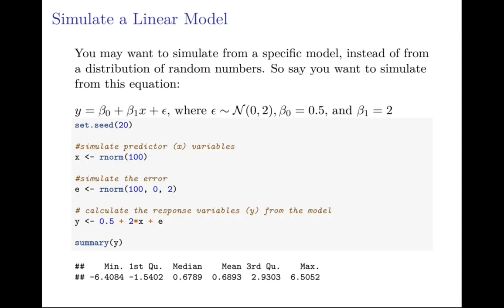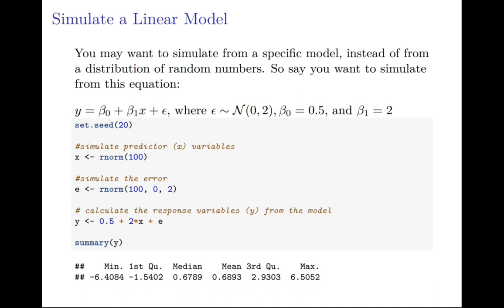And you may also want to simulate from a linear model, for example. You may want to simulate from a specific model instead of from a distribution of random numbers. So say you want to simulate from this equation, which is a pretty standard equation where y equals beta naught plus beta 1 times x plus some error, standard linear model. And here you can make the assumption that your error is normally distributed with a mean of 0 and a standard deviation of 2. And you can specify this in any way you want, given what you know about your system. And then you can give your beta 0 and beta 1 parameters values, here 0.5 and 2.